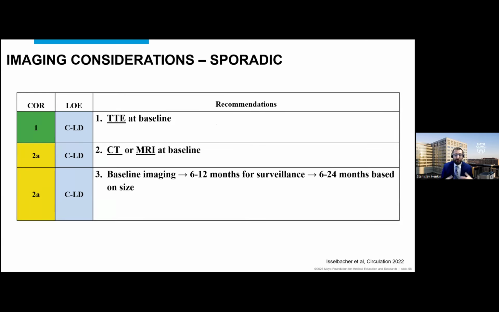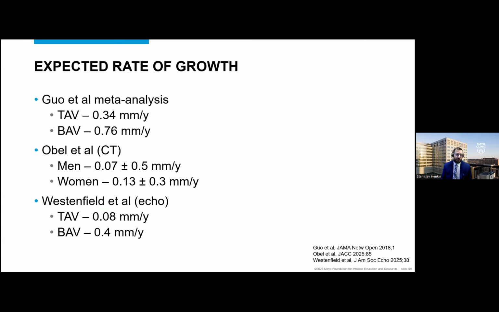And then with the sporadic or degenerative, echo at baseline, CT or MRI at baseline, and then surveillance with, as I talked about, either CT or cross-sectional imaging. Usually 6 months is your first step, and then every 1 to 2 years, depending on size and risk factors as well. And then patients ask quite a bit, what is the expected rate of growth of these aneurysms?